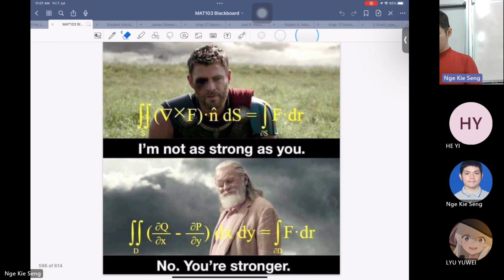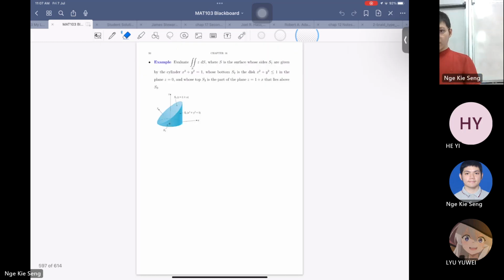So before doing that, let's do one exercise to recall what a surface integral is. What is a surface integral? A surface integral is a higher dimensional version of a line integral. For a line integral, what do you need?